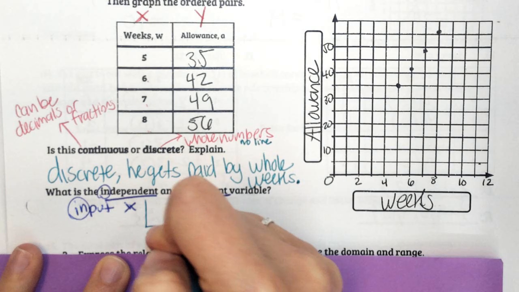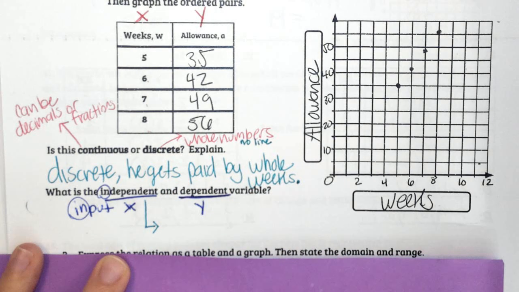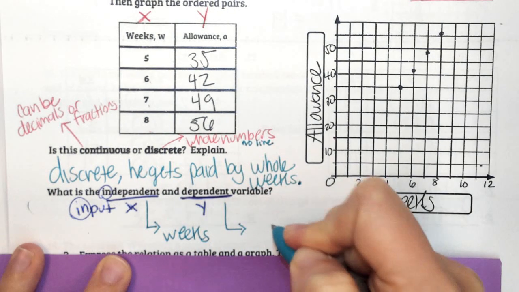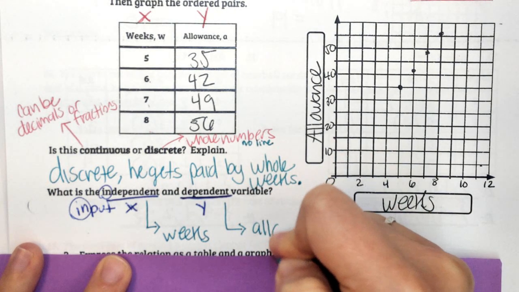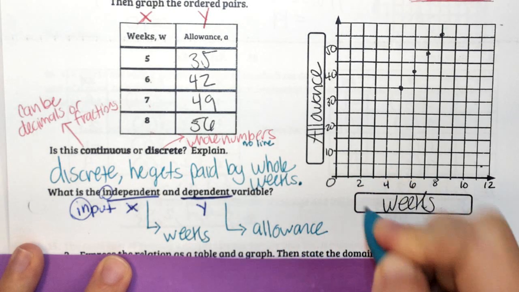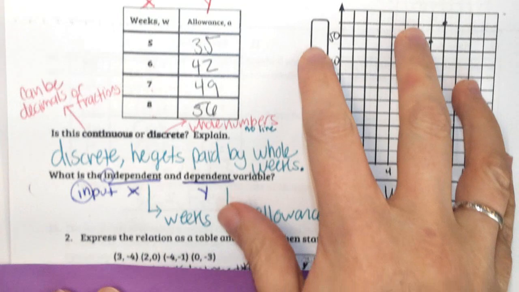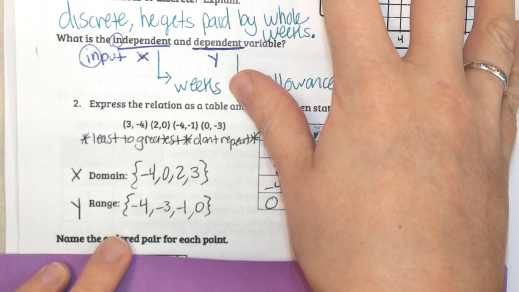So, Hallie, my x value, my independent, was what in this story problem? Weeks. Aubrey, my dependent was allowance. Very good. Are there any questions on that first section? Specifically, these two parts are where people tend to miss. No? Okay. The next part I have done for you.